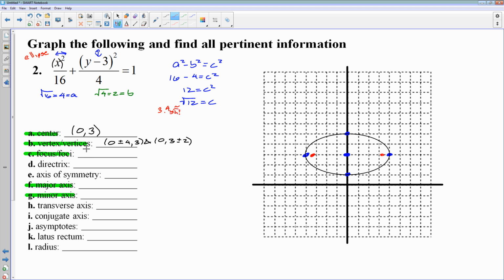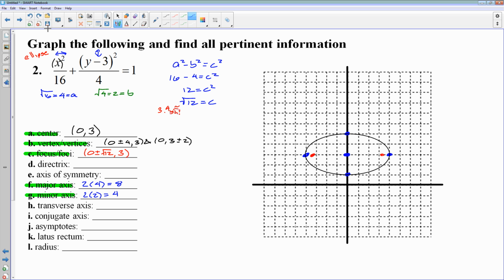And if you go left and right, that changes the x coordinate. So 0 plus and minus the square root of 12, and my y coordinate stayed at 3. Then we have major and minor axis. The major axis is the long distance. If we went left and right 4 units, that's 2 distances of 4, which is 8. And I went up and down 2 units, so that's 2 distances of 2, which is 4. And that's everything we're going to do for the ellipse.